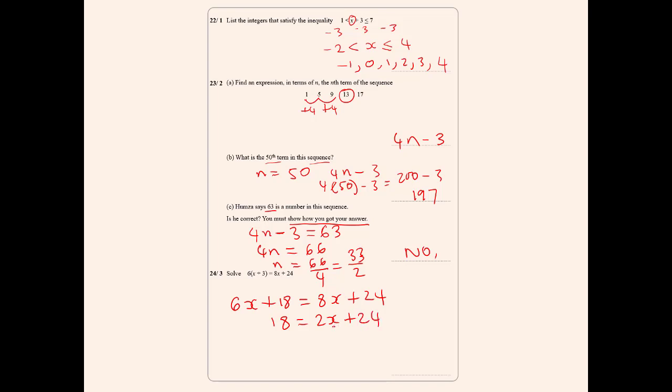We want to isolate x, so therefore take away 24 from both sides. So 18 take away 24 is minus 6, and 24 take away 24 is 0. Left with just 2x here. And divide by 2 both sides. That gives us minus 3, and 2x divided by 2 is just x. So the answer is minus 3.